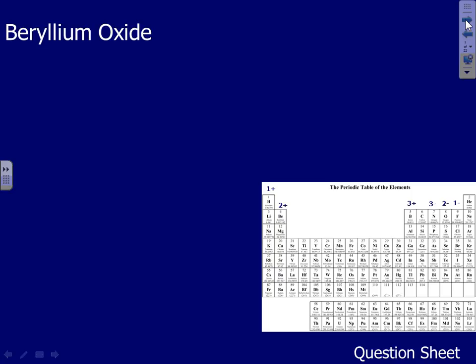So what do we got? Beryllium, symbol and a charge. Bella, what do you got? Okay, Jacqueline, what do you got? Be plus 2. Nice. Do you have the oxide as well? O, -2. So when we cross them over, what are the numbers going to be?